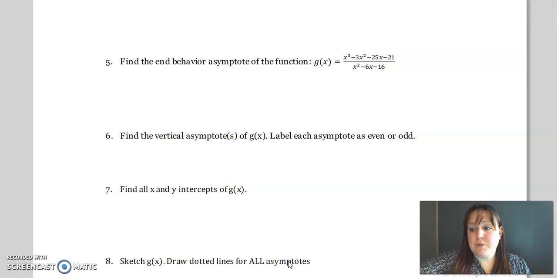Okay, so here's another example of curve sketching. And we have this function right here, and we're going to try to sketch this curve. So the first thing it asks us for is the end behavior.